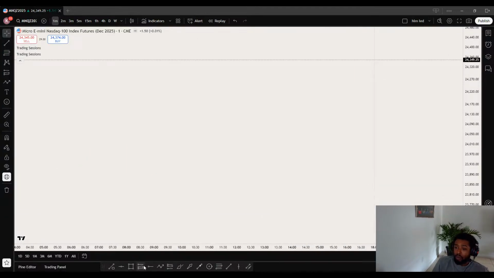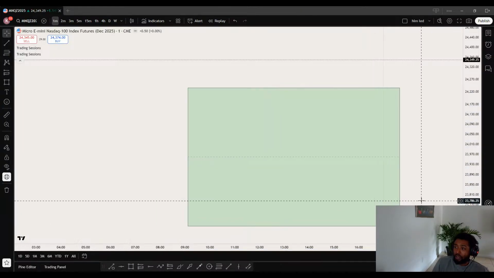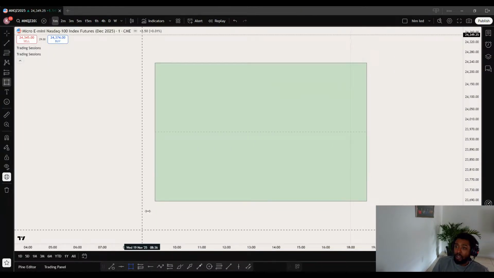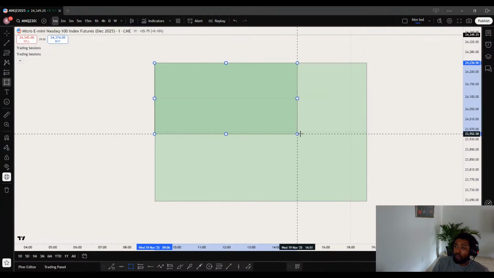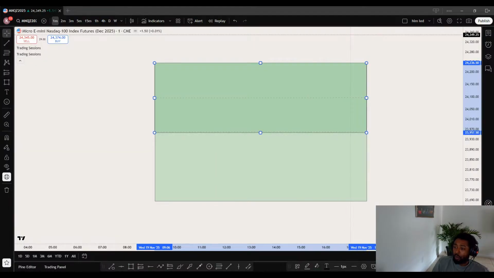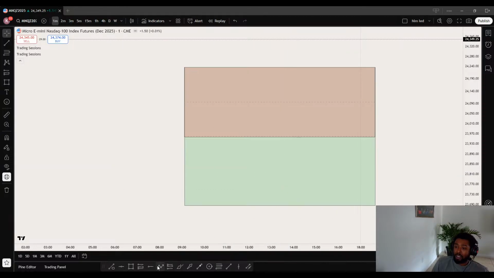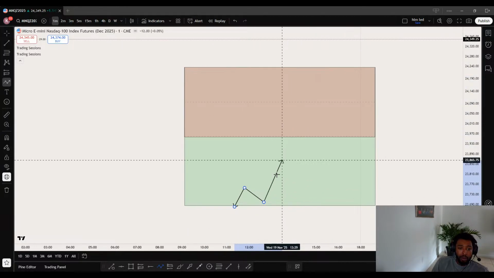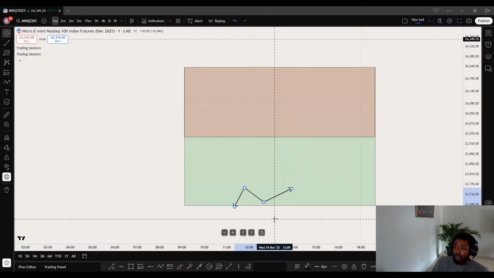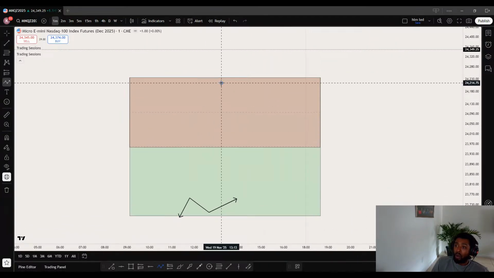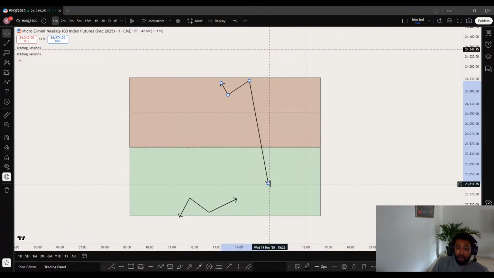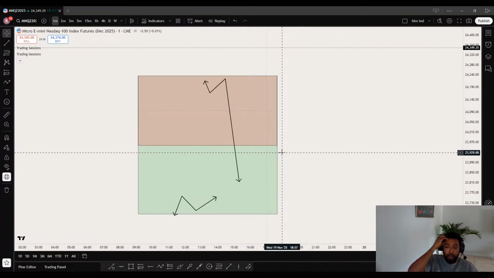Perfect example. So if this is the range I'm in, I understand if I'm in the upper part, I'm in a premium. This is expensive up here. The lower half is a discount. So your best long positions are going to come when you're down here in a discount. Your best short positions are going to come when you're up here. You see what I'm saying? And then it's just literally piecing it all together.